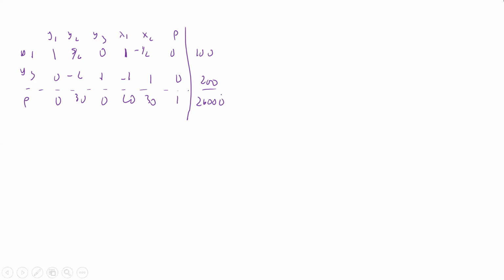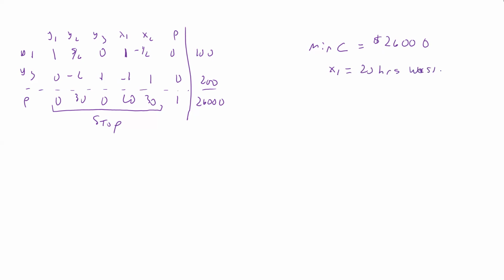All right. So that gives us our final thing because guess what? Those are all zeros, so we're going to stop. And so now we want to minimize the cost, and that's going to be that number there. So it's going to be 26, 1, 2, 3. And x1 is going to be what? x1 is going to be 20, and that's hours in the west mine. And x2 is going to be 30 hours in the north mine.